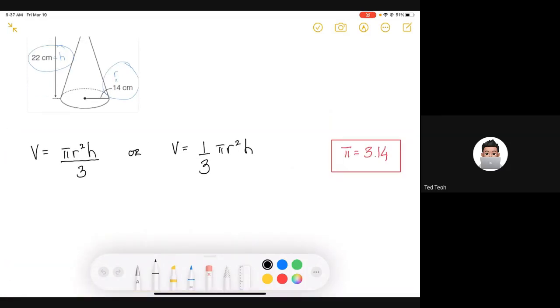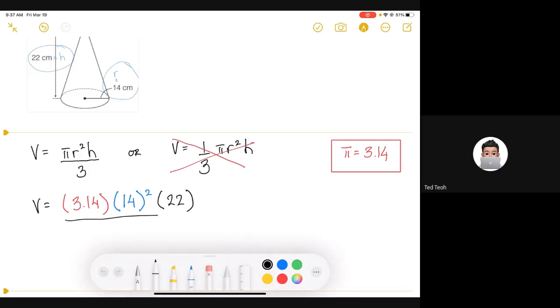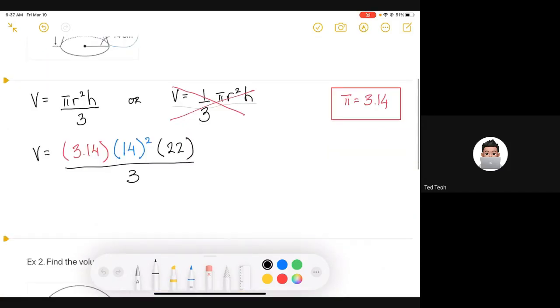Okay, so here's the formula. Again, I don't like to use this one. I'd rather use this one here on the left. So it's going to be V equals pi. For pi, please just use 3.14. You don't need to press the pi button on your calculator. R is 14. Don't forget to square it. H is 22. And I'm going to divide everything by 3. That's what that over 3 means. You're going to divide everything by 3.